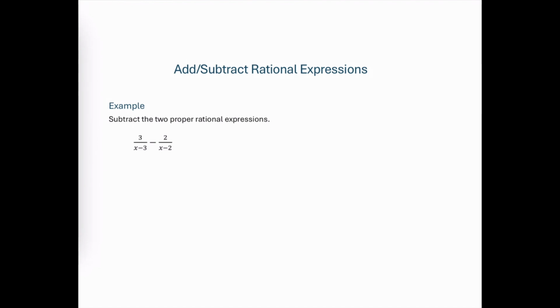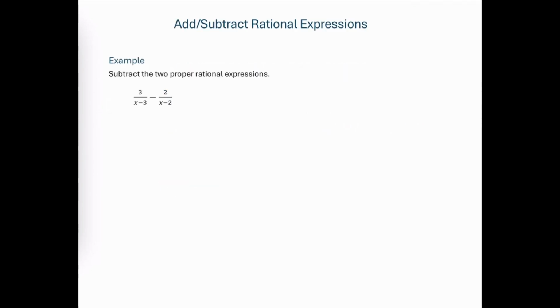Subtract the two proper rational expressions. These rational expressions are considered proper because the degree of the top is less than the degree of the bottom. Both of these numerators are constants, and the degree of a constant is 0. And both of these denominators have a degree 1, and that means that these two rational expressions are both proper.